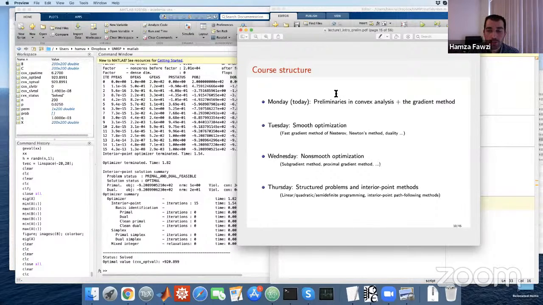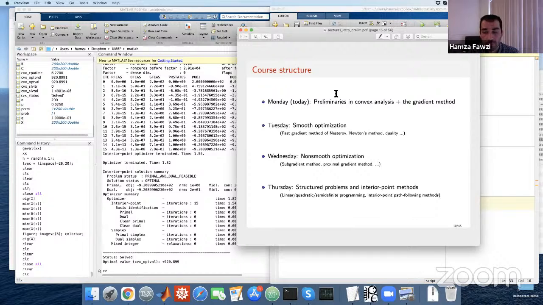Then tomorrow I will talk about some more advanced topics related to smooth optimization. We'll talk about general methods, how to incorporate what we call momentum in gradient methods in order to accelerate the convergence rate. In particular, we look at a certain example of gradient method with momentum, which is Nesterov's fast gradient method.